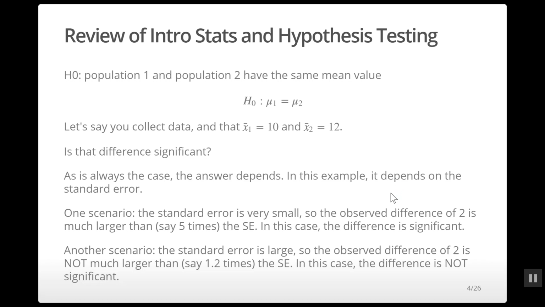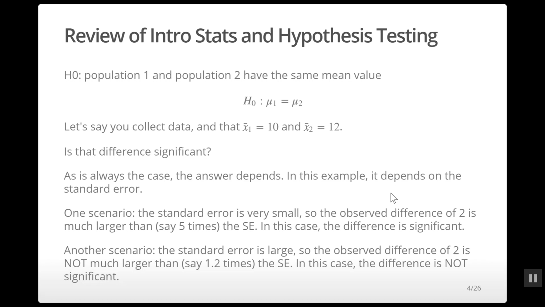Is that difference significant? Like everything in life, the answer is it depends. And in this case, it depends on the standard error. You remember what the standard error is? What's the definition of the standard error? It's the standard deviation of the sampling distribution. And what is the sampling distribution? It's the distribution of all possible sample statistics drawn from said populations, under a certain criteria.